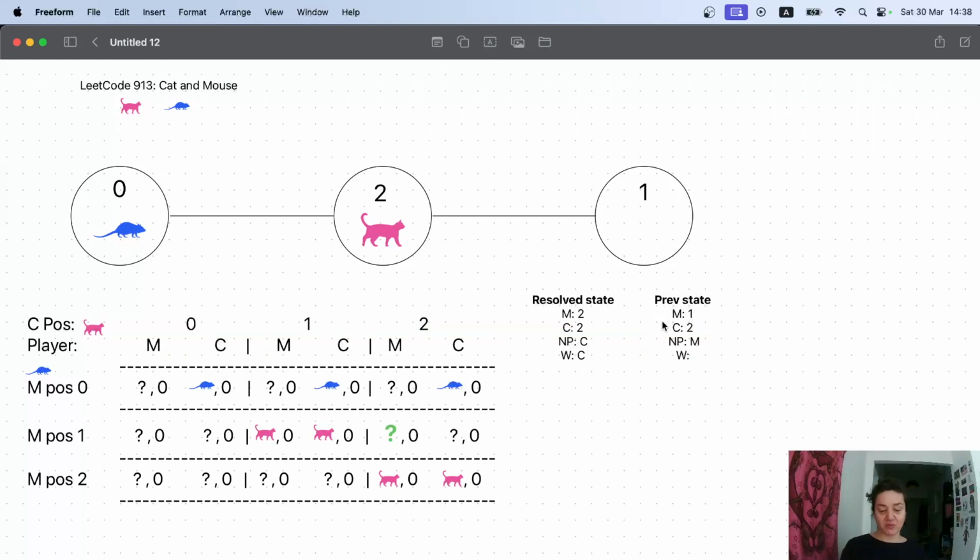So mouse came from 1 onto here. Okay, so let's see. Mouse at 1, cat at 2, mouse turn coming onto this state and losing. So does this state already have a winner in the matrix? So mouse at 1, cat at 2, mouse turn. No, it doesn't still yet have a winner. Can I deduce for it now? Can I say that already here it's the cat win?